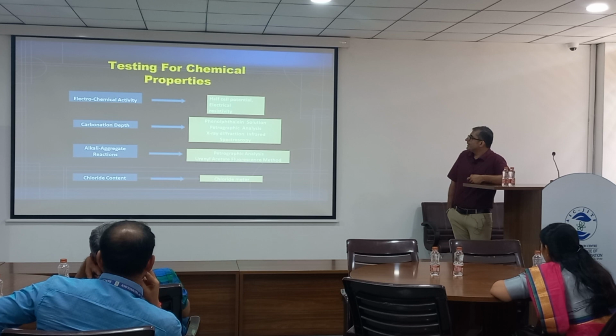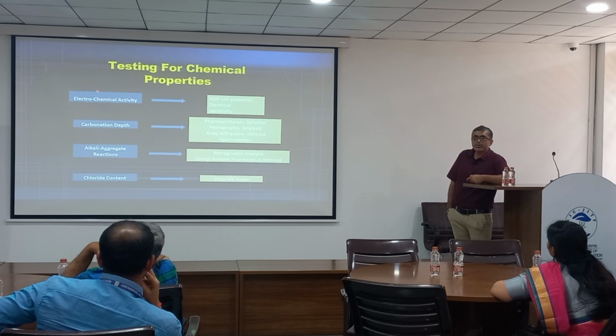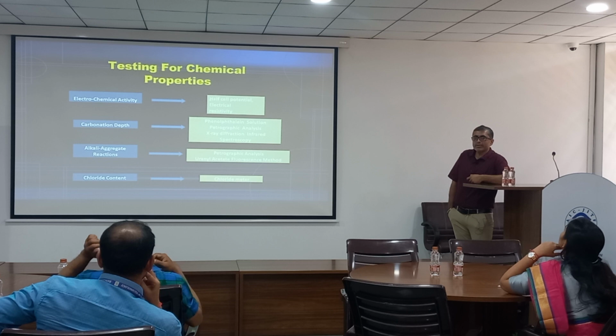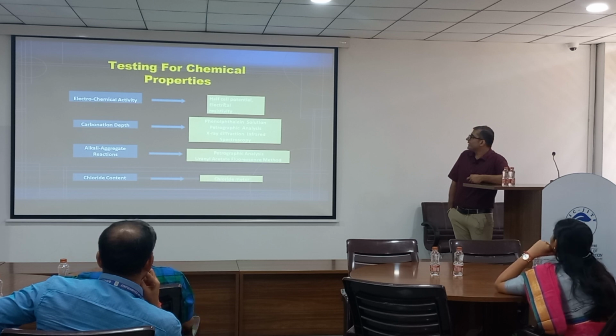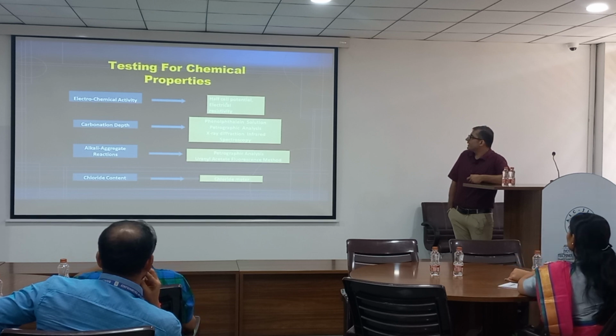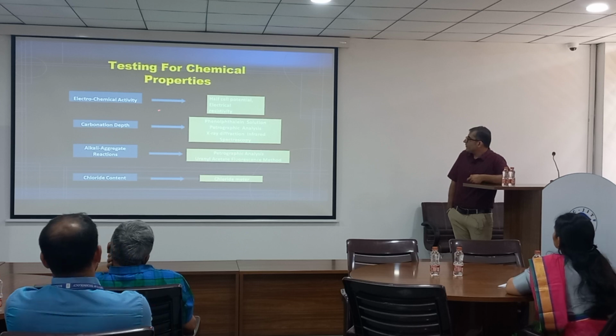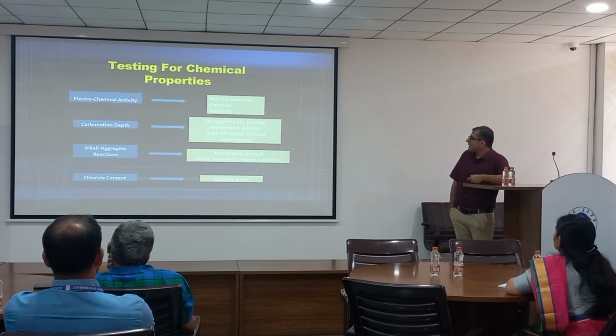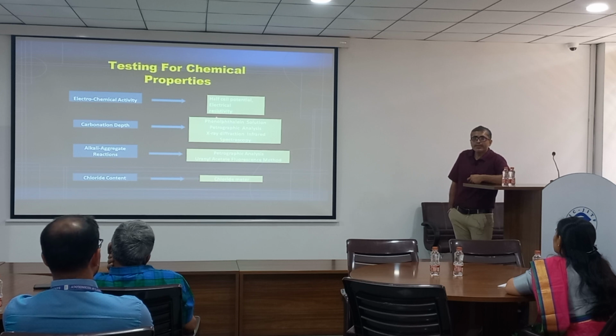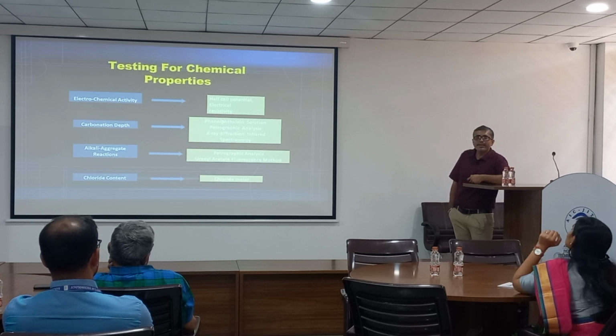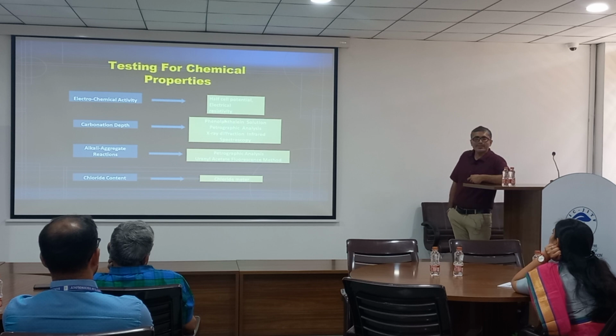If one were to ascertain the electrochemical activity, see, corrosion, as I have said, is an electrochemical process. How the corrosion is progressing inside the concrete, you can check using the half-cell potential method. In the coming slides, I'll try to summarize and show that. Then phenolphthalein: I'm sure people will remember that this is a very common indicator which we use in the chemistry lab.